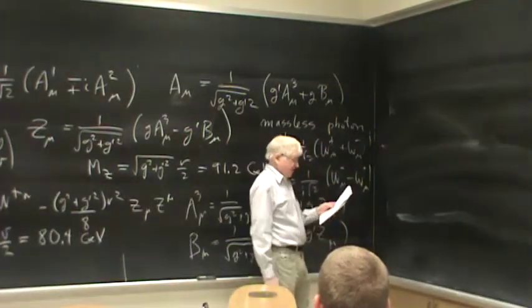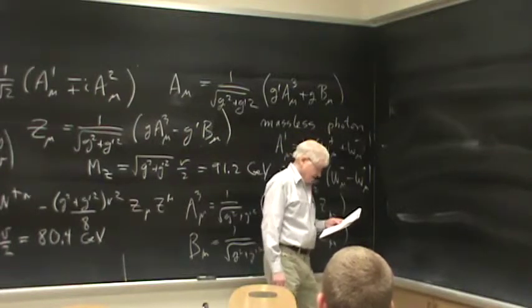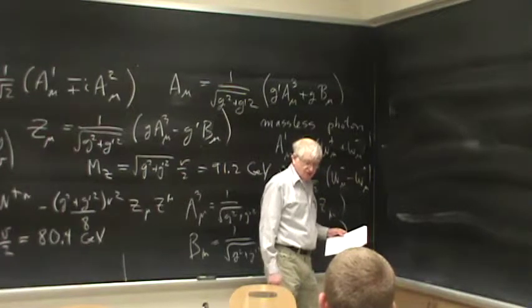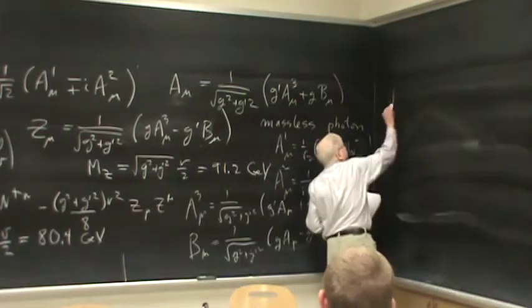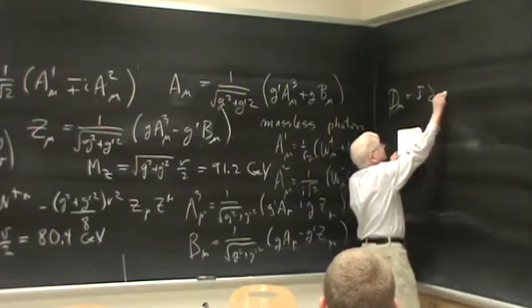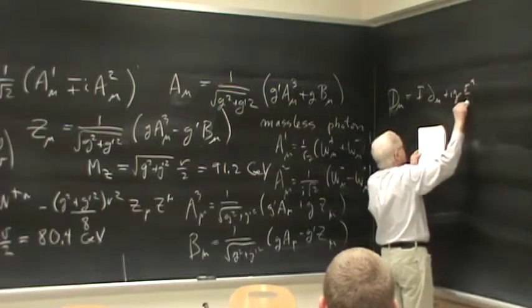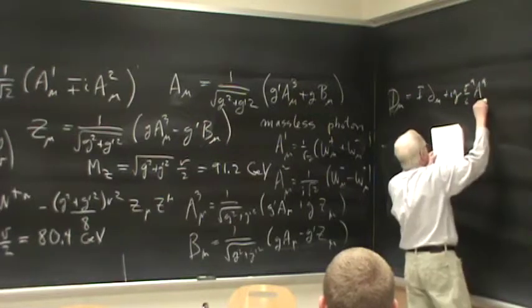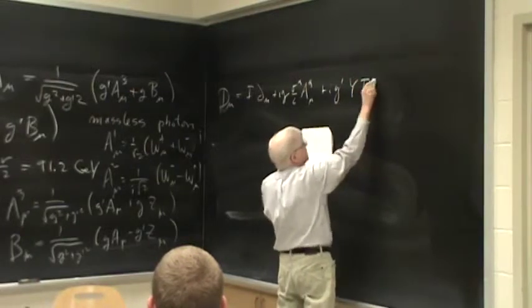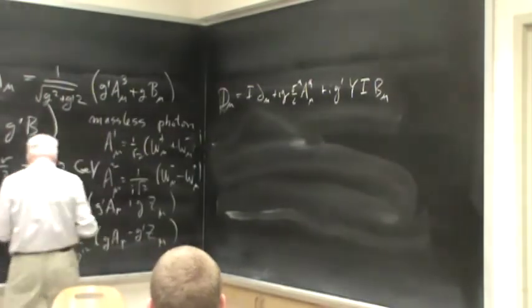So what's the covariant derivative of a fermion that happens to have hypercharge Y? Well, D_mu is i d_mu plus i g sigma^a over 2 A^a_mu plus i g' Y times the 2 by 2 identity, d_mu. Okay.